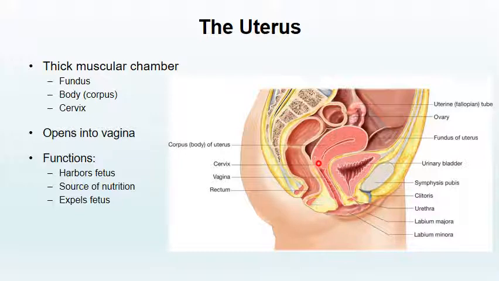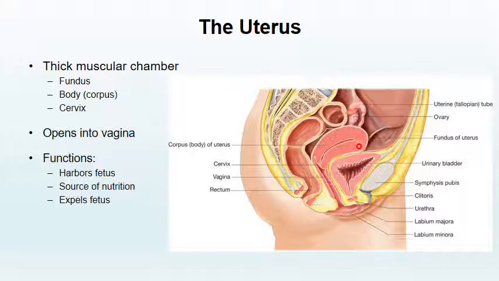The uterus, on the other hand, if we draw a line down its midpoint, is going to point almost towards the belly button of the female. So we are looking at an anteriorly pointing structure. We can divide the uterus into three regions. We have the fundus, the body, and the cervix.